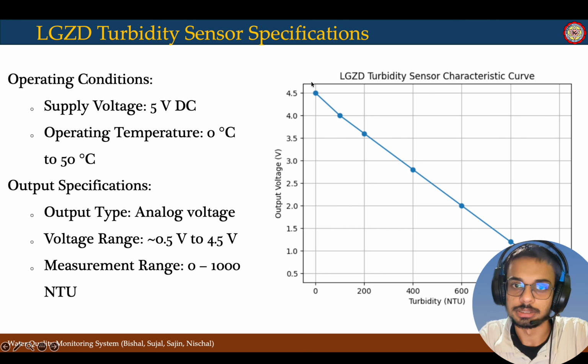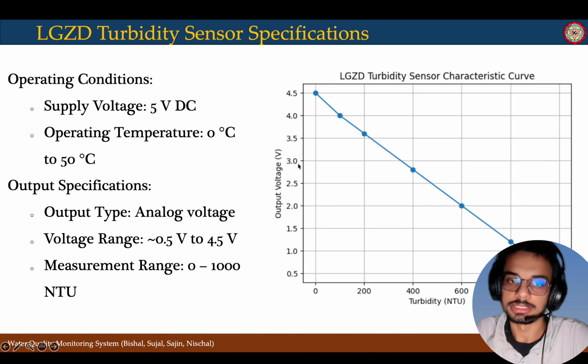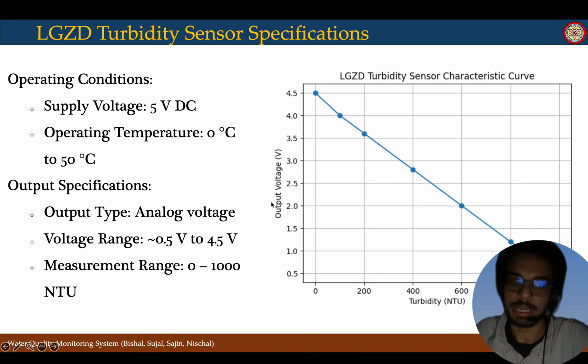Here is the graph, and there is a supply voltage of 5 volt DC. Operating temperature is 0 degree Celsius to 50 degree Celsius, and output is analog, with voltage range from 0.5 volt to 4.5 volt, and measurement range is 0 to 1000 NTU.